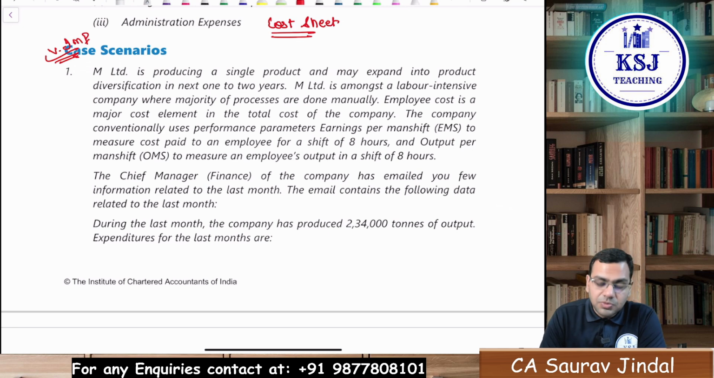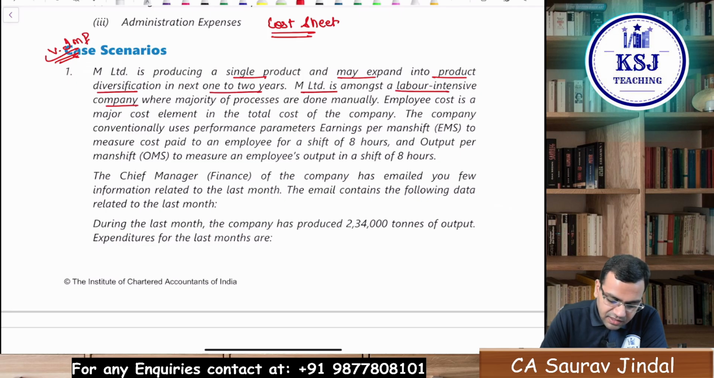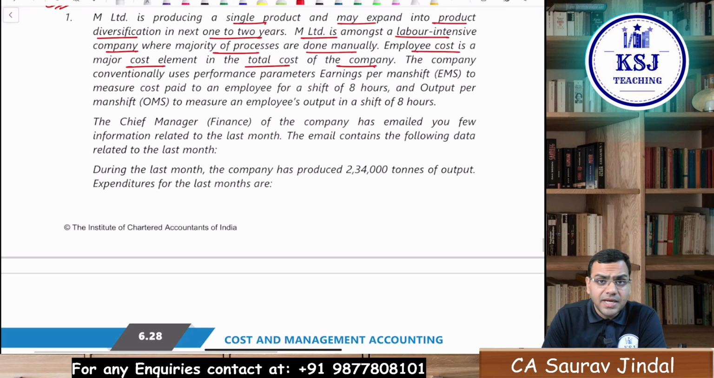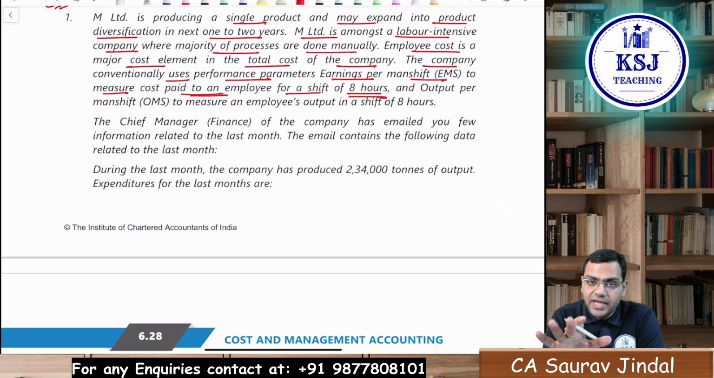M Limited is producing a single product and may expand into product diversification in the next 1 to 2 years. M Limited is a labor intensive company where the majority of the processes are done manually. Employee cost is a major cost element in the total cost of the company. The company conventionally uses the performance parameter, that is earnings per man shift, to measure the cost paid to an employee for a shift of 8 hours. So one shift is of 8 hours.